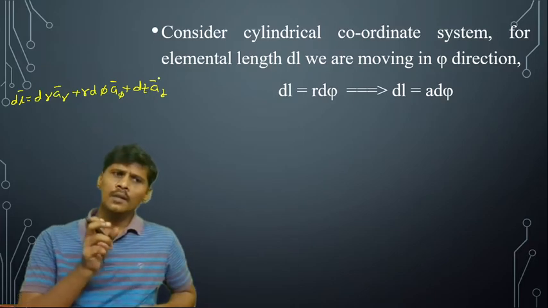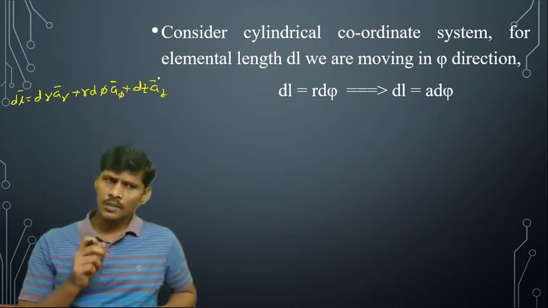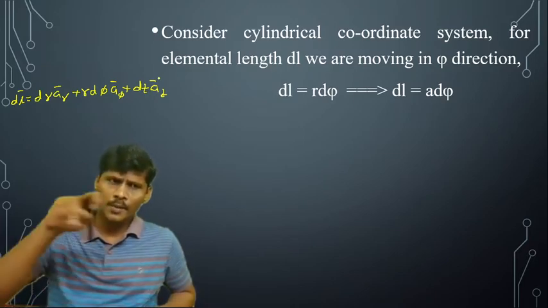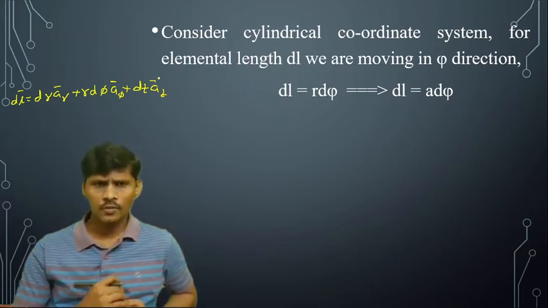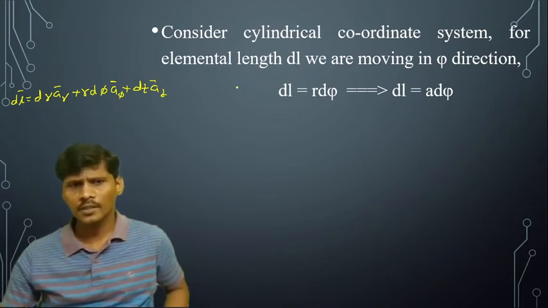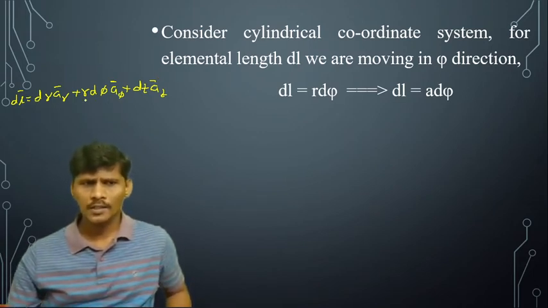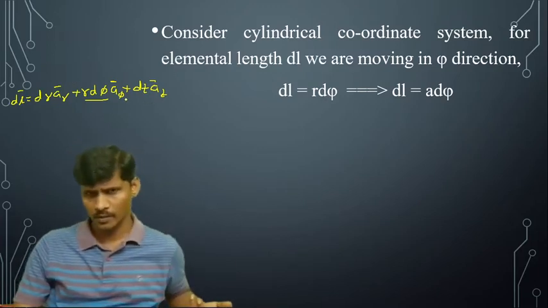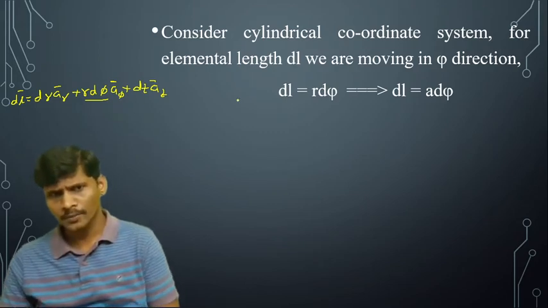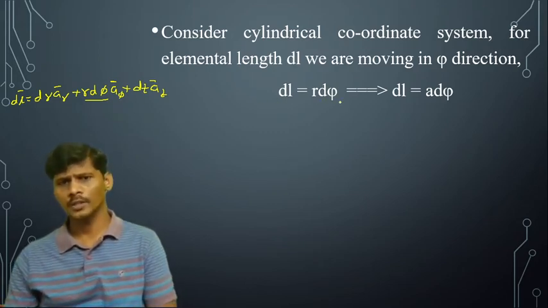Here the elementary length is placed on the circular ring, which rotates in the a phi bar direction, not varying in the r direction and z direction. Because of that, the differential length dl is equal to r d phi, not varying in the ar bar direction or az bar direction. It varies only in the a phi bar direction. Because of that, the differential length dl is equal to r into d phi.